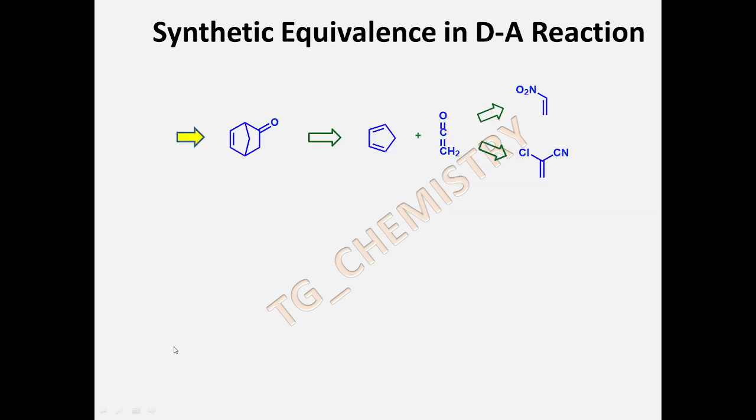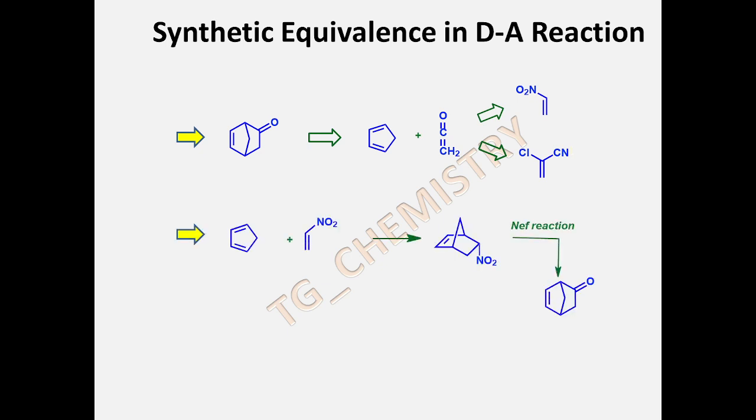For example, here first you can see the bicyclic cyclohexenone compound. If we go for the retro reaction, you can have this diene, cyclopentadiene, and this ketene molecule. Now there can be two synthetic equivalents of this particular ketene, because they are not that stable. So instead of that, you can use nitroethylene or alpha-chloroacrylonitrile compounds. So this can be the masked substrate.